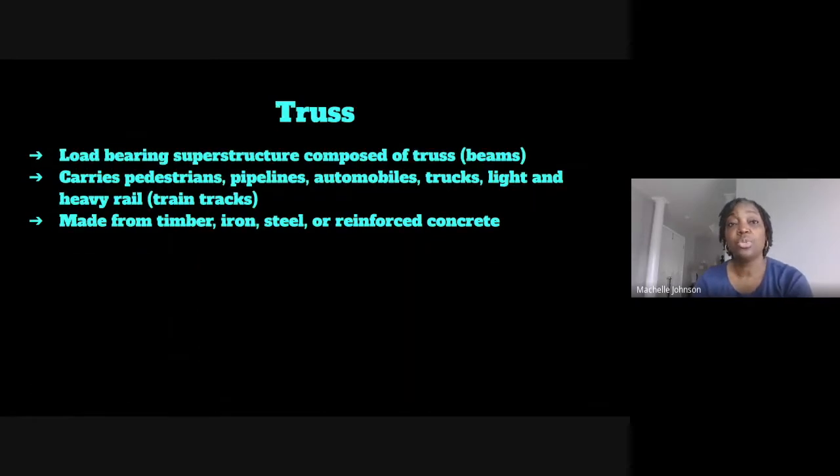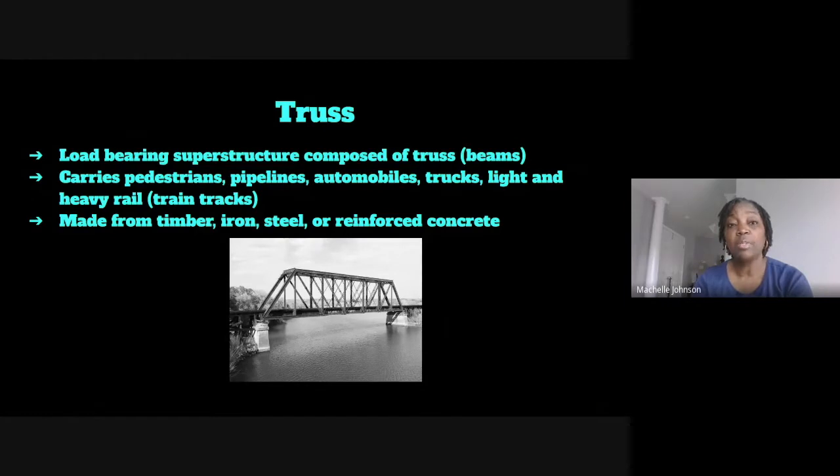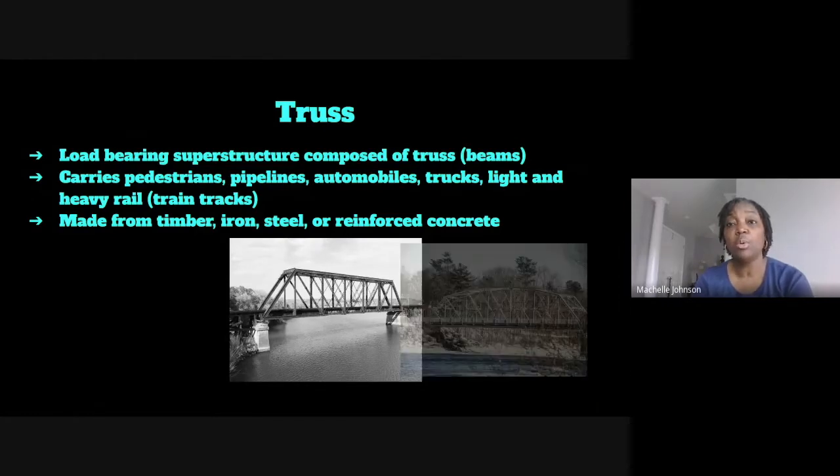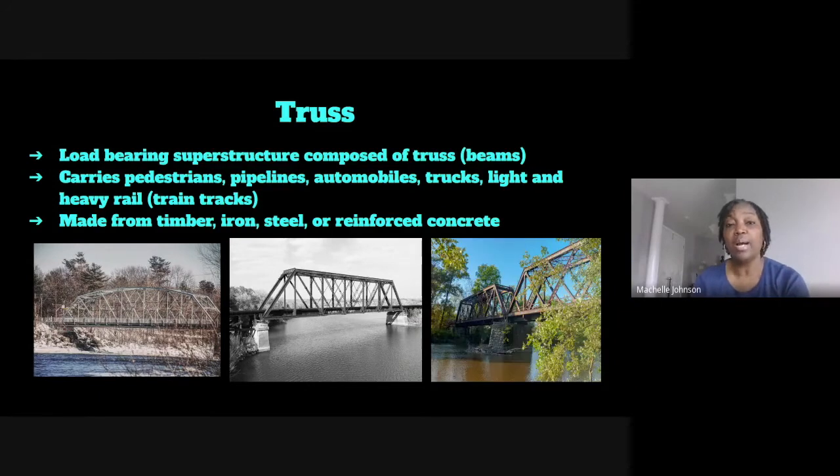Our next bridge is a truss. A truss is a load-bearing superstructure composed of beams. It carries pedestrians, pipelines, automobiles, trucks, light and heavy rail or train tracks. It can be made also from timber, iron, steel, or reinforced concrete. Now, when you look at a truss, you should see some different shapes in there. I see some rectangles, but I also see a lot of triangles. Triangles are a great shape to hold a load.